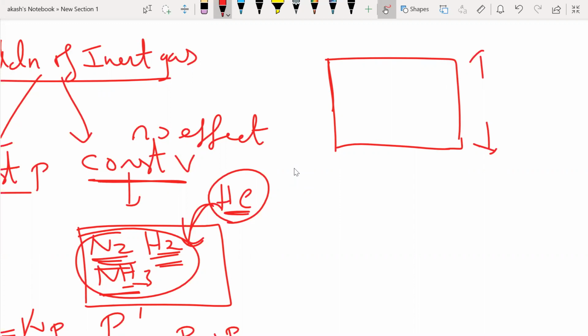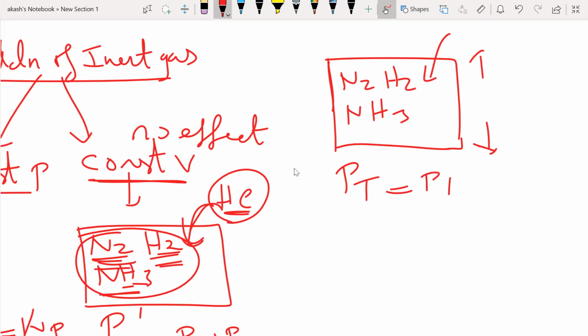Okay, so you assume that you already had N2, H2, and NH3 here, and this is at constant pressure conditions. So obviously the total pressure P total after adding, and P total dash, in this case it's the same after adding helium. That's the condition we took. So if you have to make the pressure constant, what will happen to the volume of the vessel? Definitely it is going to increase, isn't it? Just to accommodate this gas, it will also have some volume, and the pressure should not change. So definitely the volume of the vessel will increase.